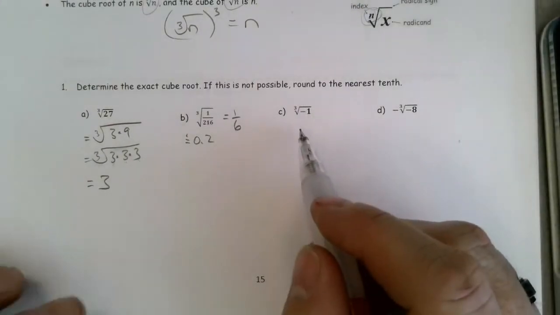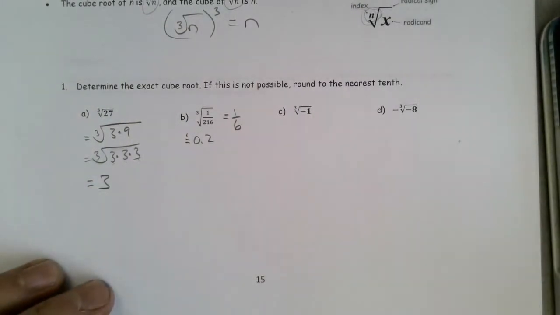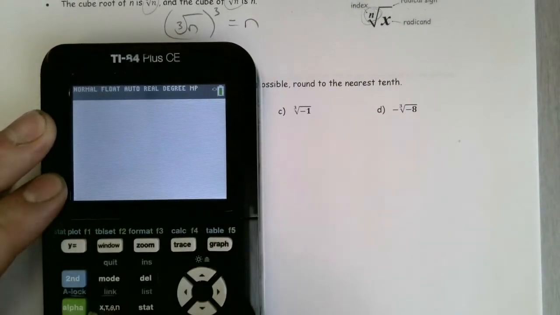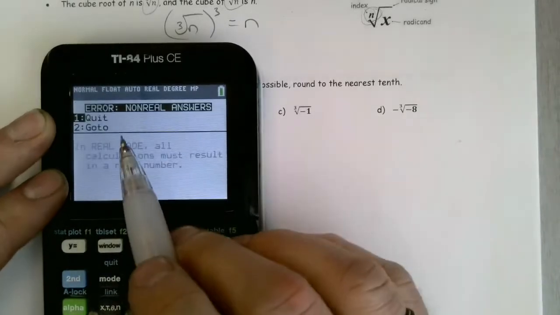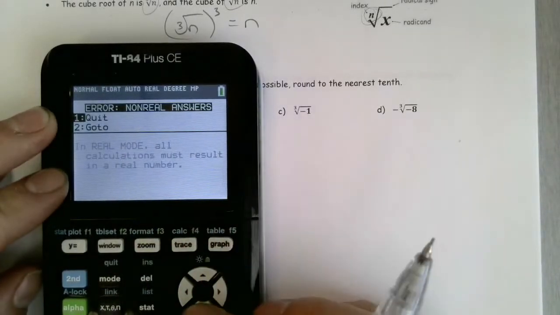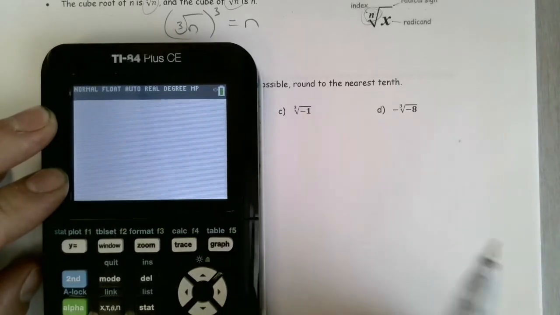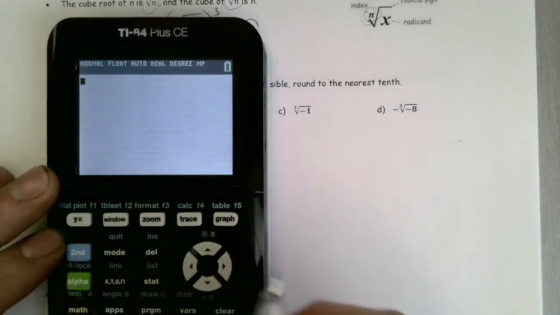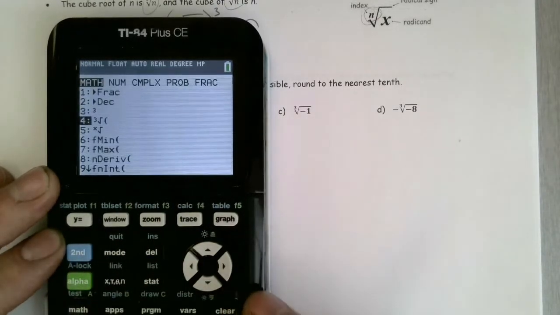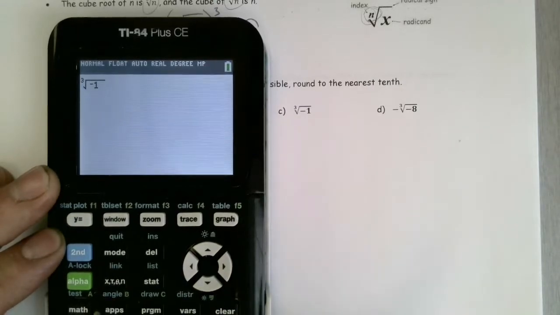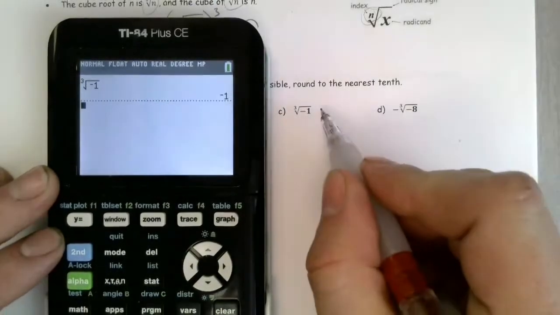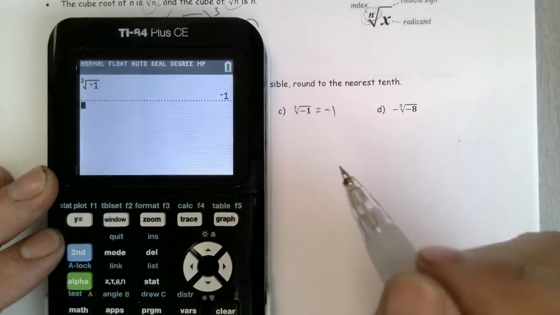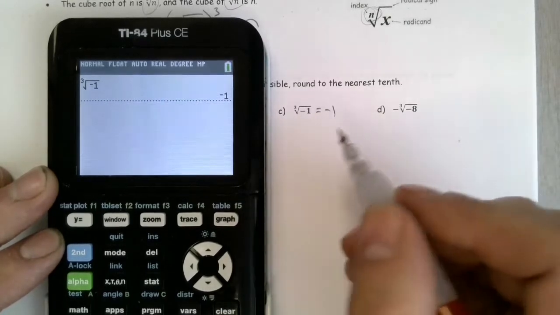Now for this one right here, the cube root of -1. Well, if I take the square root of -1 on my calculator, I get this error, this non-real answer, which means there's something different going on here. But now I'm going to walk through the process of taking a cube root. So I will go math, number 4, down to my cube root, and I'll enter -1 in here, and I get -1. So it is possible for me to take the cube root of a negative number, and it turns out my answer will be negative.